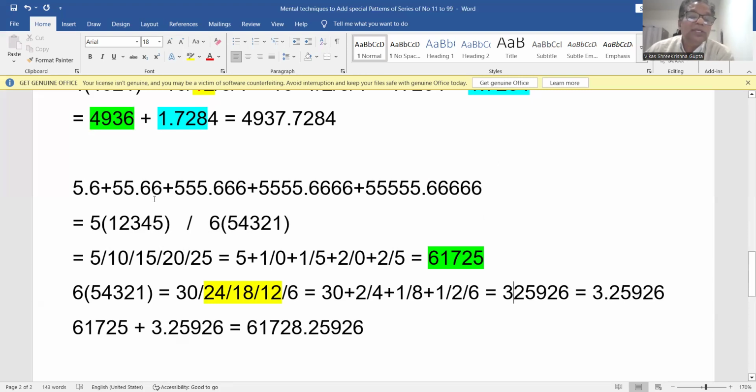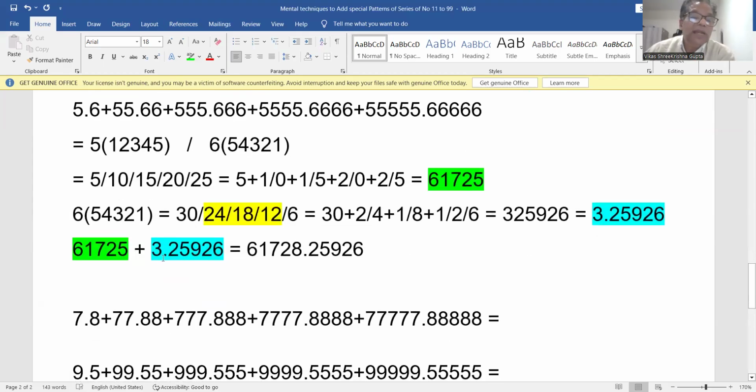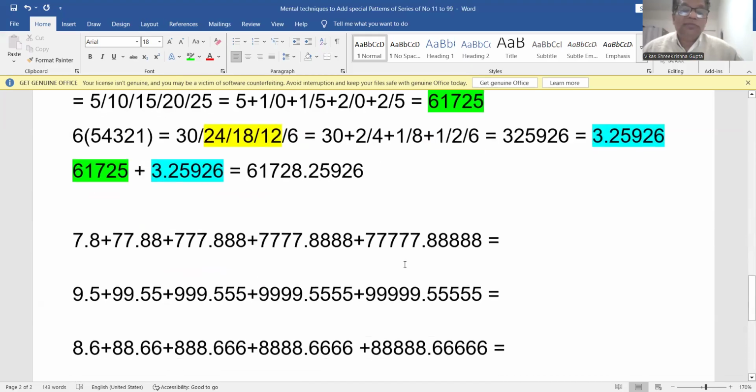0.6, 0.66, 0.666, 0.6666, and 0.66666. So after adding, what do I get? I get this number after doing all the final addition. In two parts, I get this addition, and then I add them together. It is very fast now. You see, these numbers are there. So I just add 3. The integral parts I add, the decimal part is left behind. So 3 plus 5 is 8. So the answer is 61728.25926. You see how fast we can do this question.